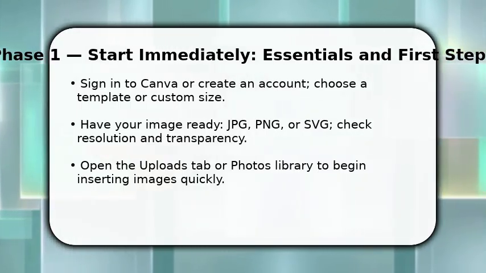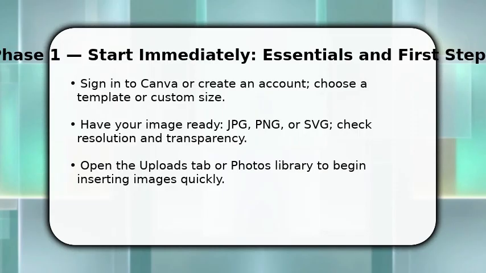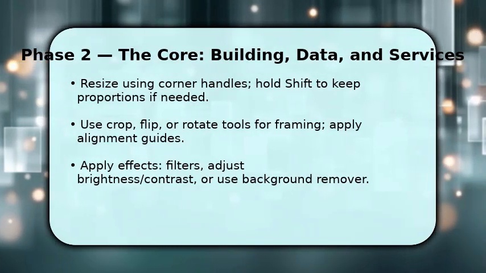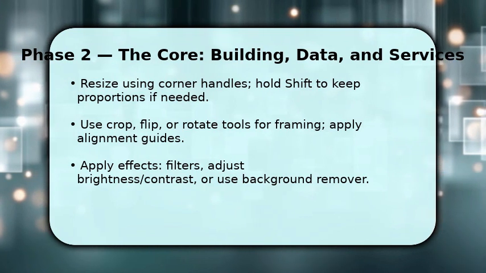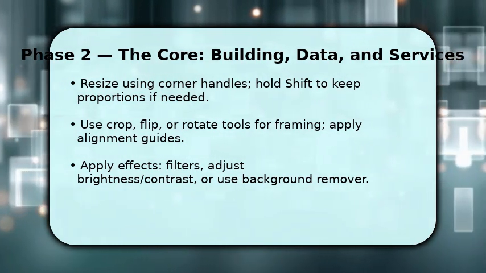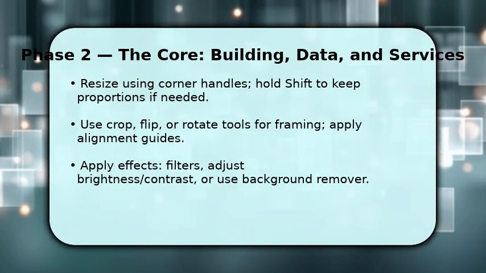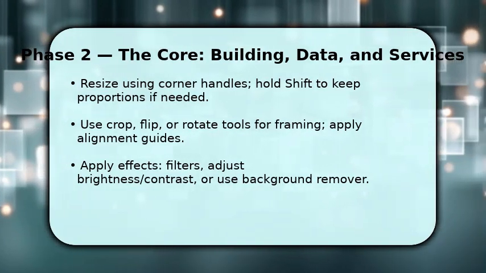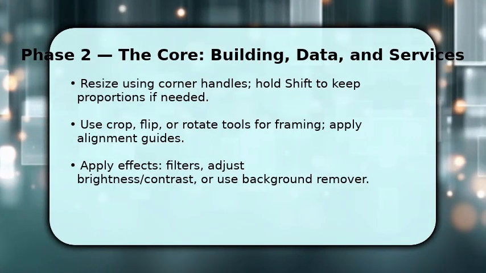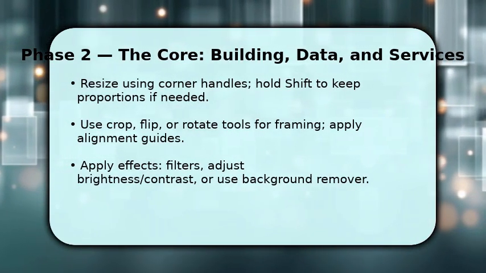Now that it's on the canvas, position it roughly where you want to refine next. Once the image is on the canvas, focus on composition. Click and drag corner handles to resize and hold Shift to preserve proportions. This prevents distortion. Use the crop tool to tighten framing and alignment guides to center or snap to edges for balance. If the background needs removal, choose Effects then Background Remover.